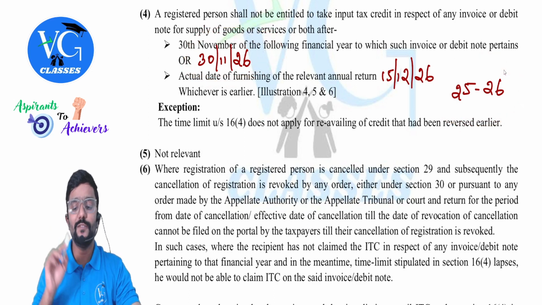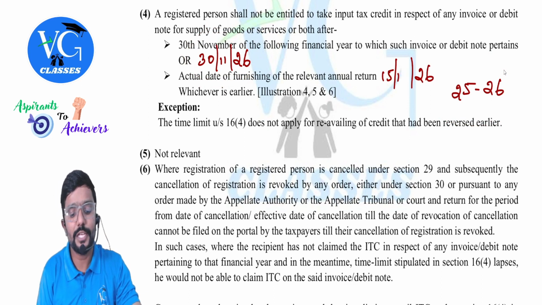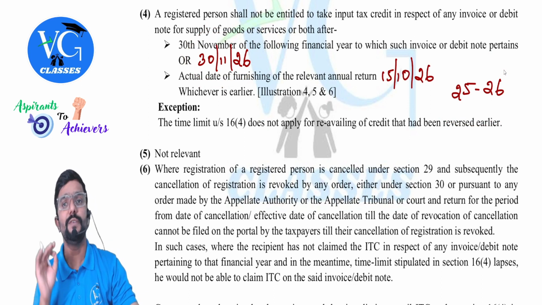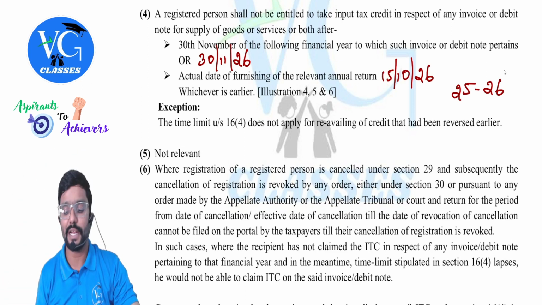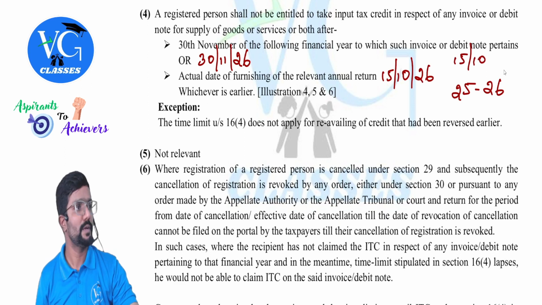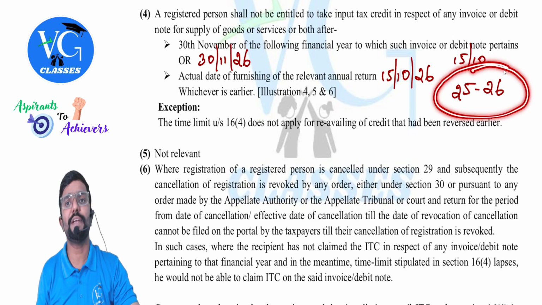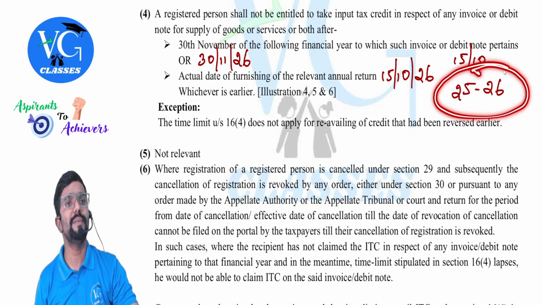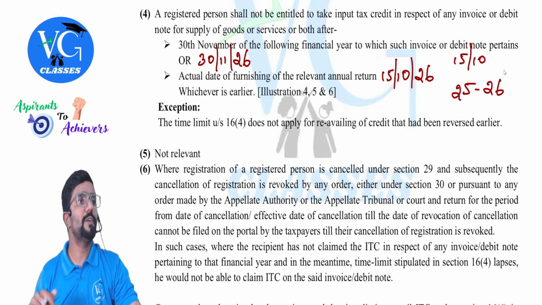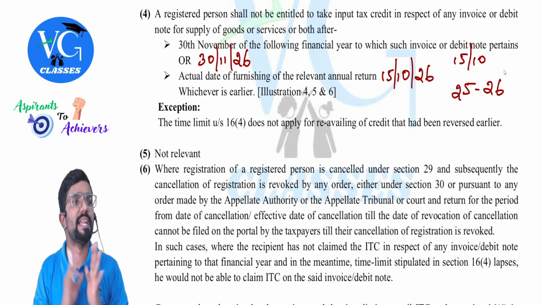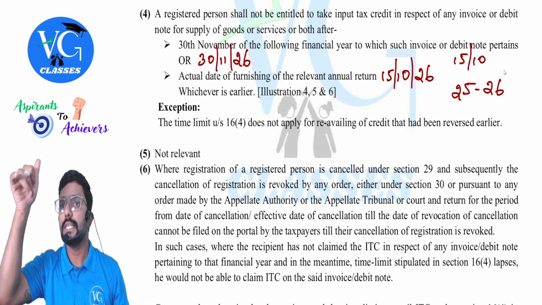Yes. Sir, what if the actual return is filed on, just a minute, I will change the month. Actual return, that is the annual return, is filed on 15th October 2026. 30th November or 15th October, whichever is earlier, guys. 15th October. So for any invoice or debit note relating to 25-26, what is the maximum time limit to claim credit? On or before 15th October. Sir, after 15th October, if I still have any credit, can I claim it? No, sorry, time is over. Is that clear, guys?